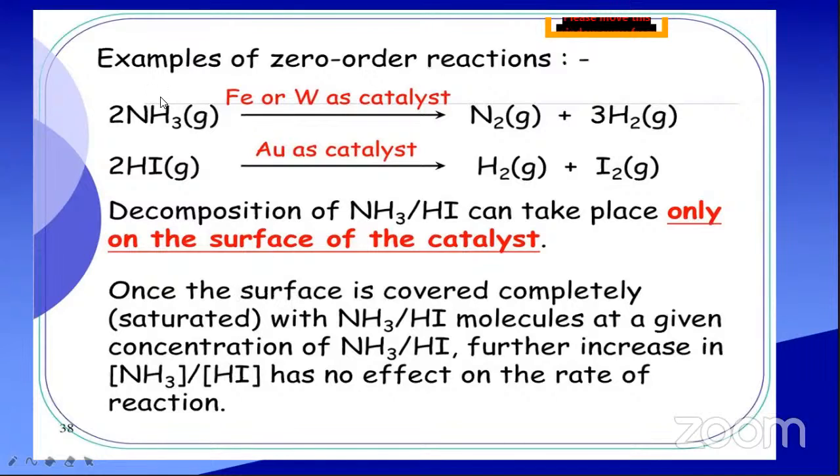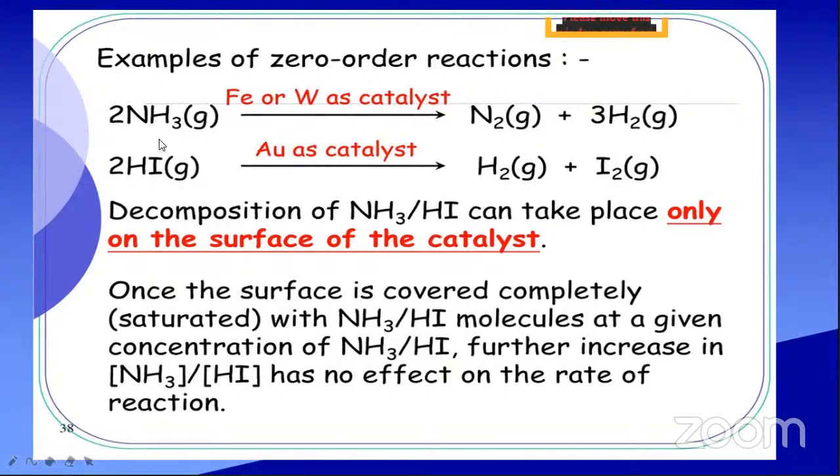Once ammonia is covered completely on the iron catalyst, then after completely covering the iron catalyst, the chemical reaction does not depend upon the concentration of the ammonia. Just up to covering of the iron catalyst only, it has to cover. Then it does not depend upon the initial concentration.